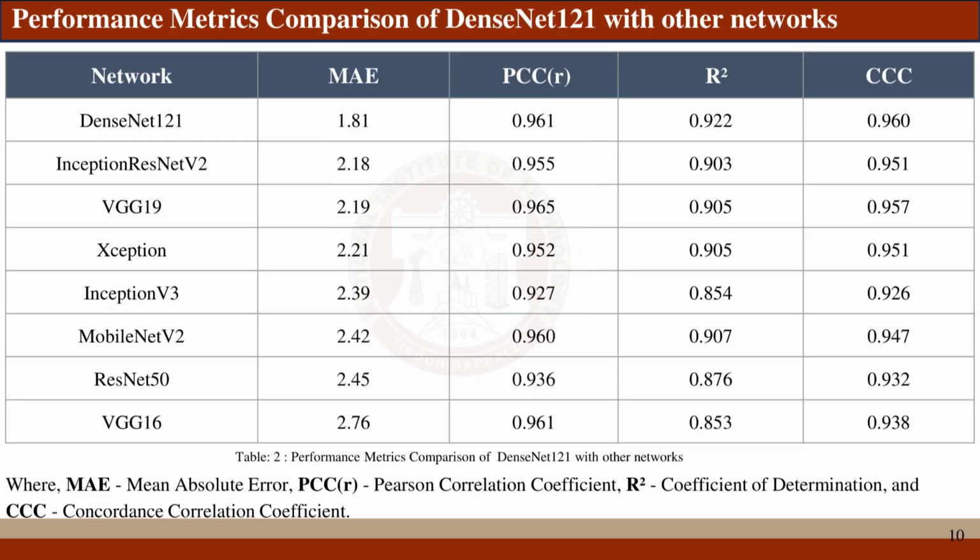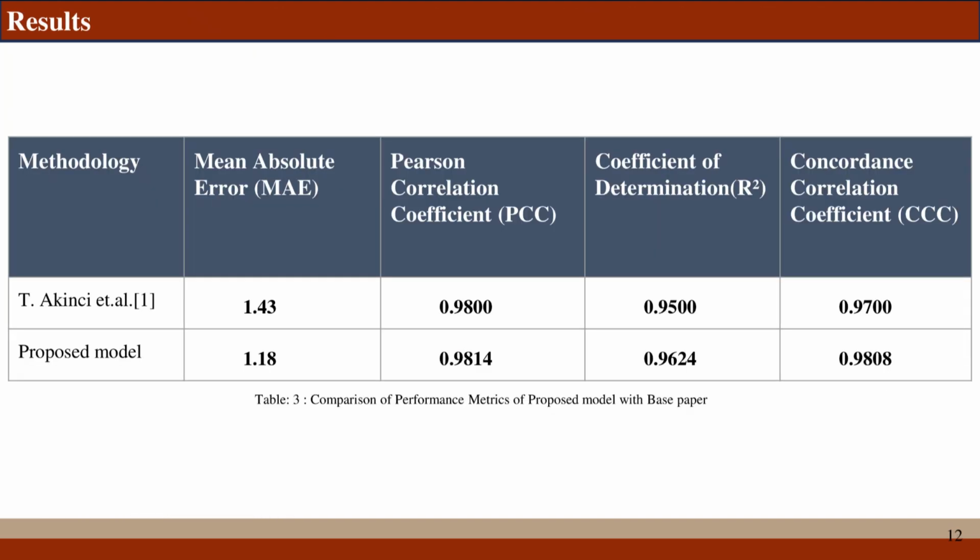These are the results with all the existing networks with the attention mechanism, and out of those you can see that DenseNet 121 performed well. So we chose DenseNet 121 as the backbone, and we did in-domain training with the IEEE dataset, then fine-tuned it with our infant brain MRI dataset. When we compare our work with state-of-the-art methodology, you can see that we get better mean absolute error, Pearson correlation coefficient, coefficient of determination, and concordance correlation coefficient.